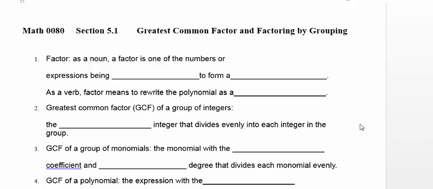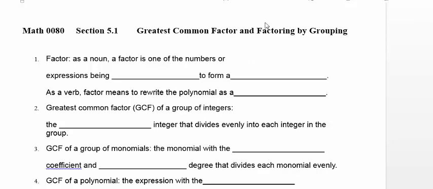Let's take a look at section 5.1, where we're going to look at the greatest common factor and the process of factoring by grouping. So let's talk about a few ideas and definitions before we start.